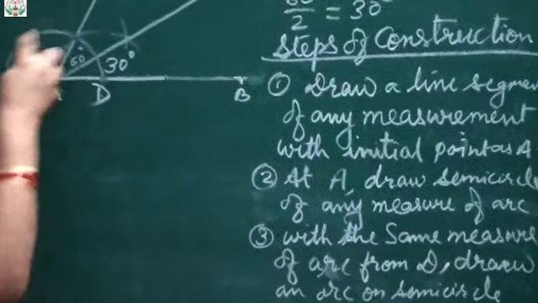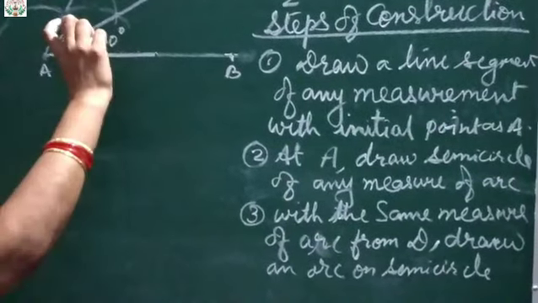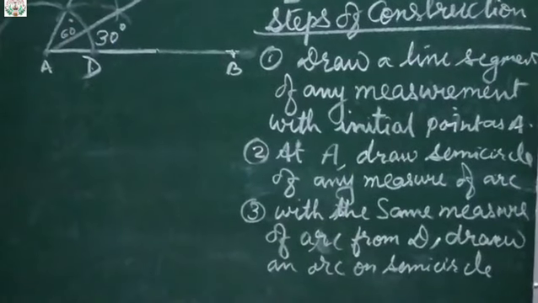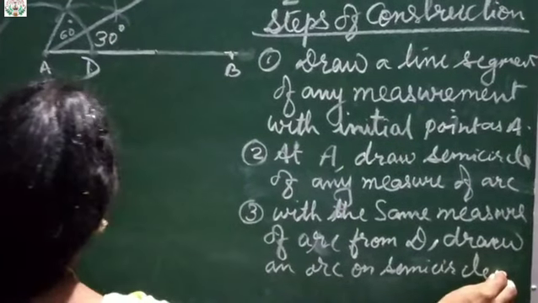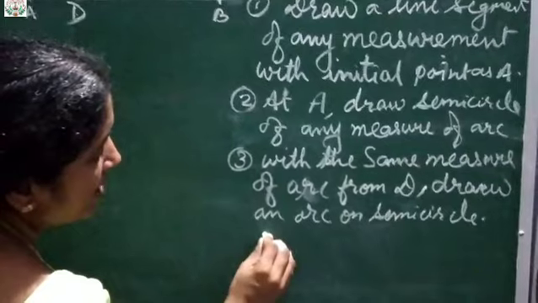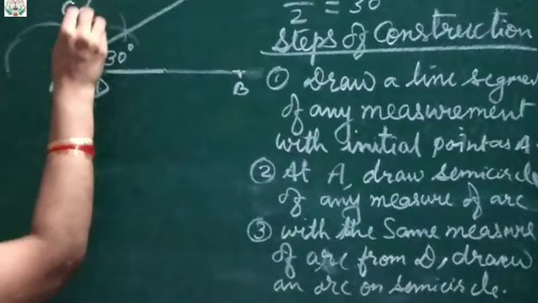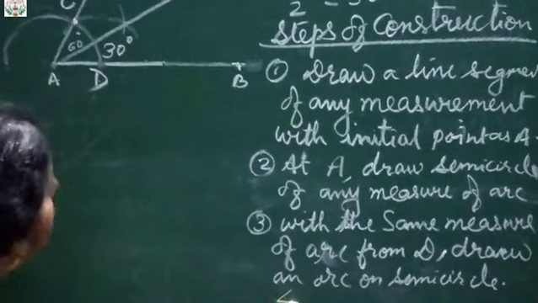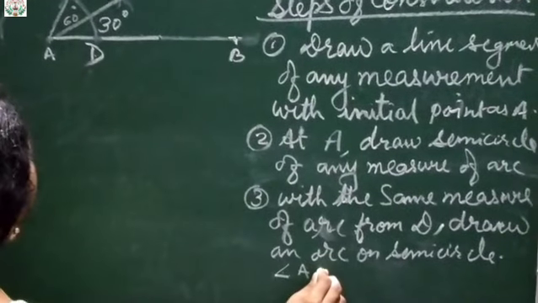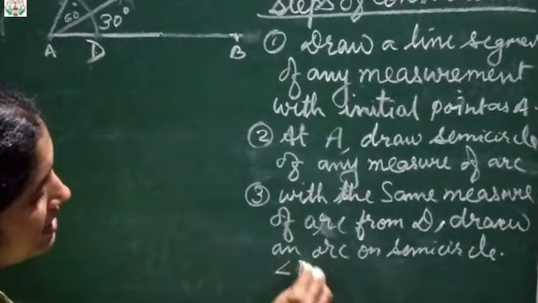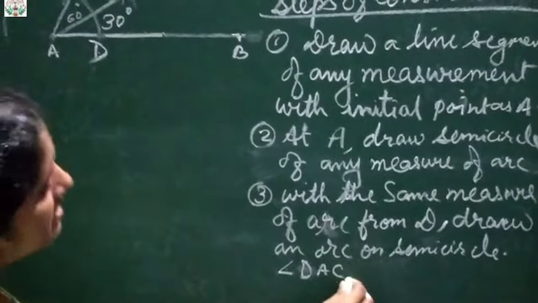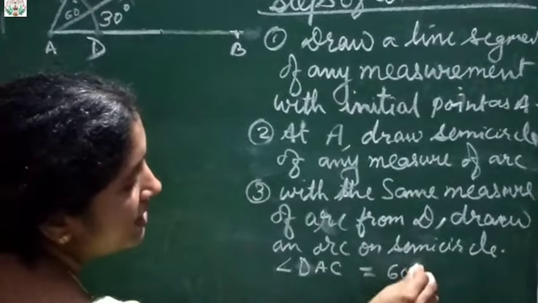That means this is a semicircle, so same measurement arc, cut an arc on this semicircle. Okay, so that makes what? Suppose this point I have given as C. Okay, so angle DAC equals to 60 degree.